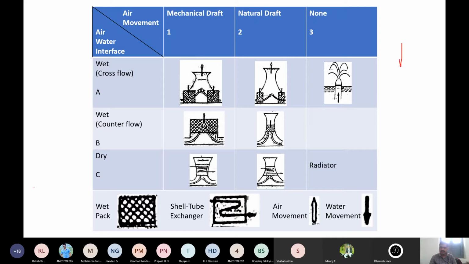If this is the direction of water flow and if this is the direction of air flow, this is one possibility. Another possibility is this is water flow and this is air flow. So consider the first one. Which type of flow is it?